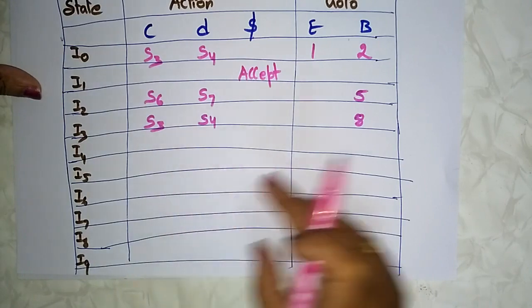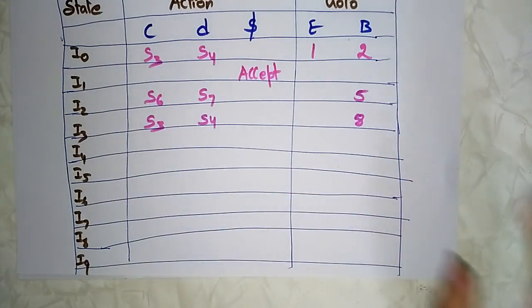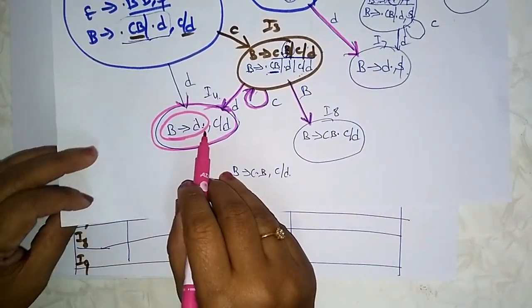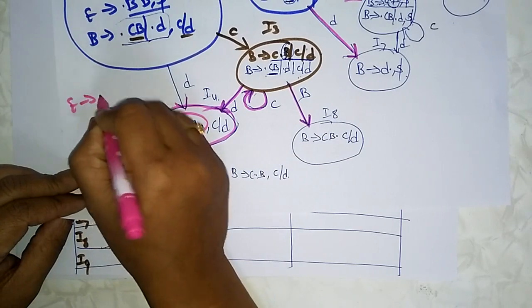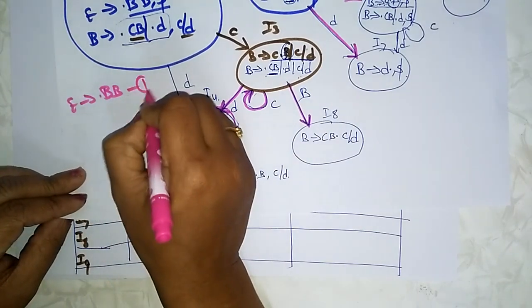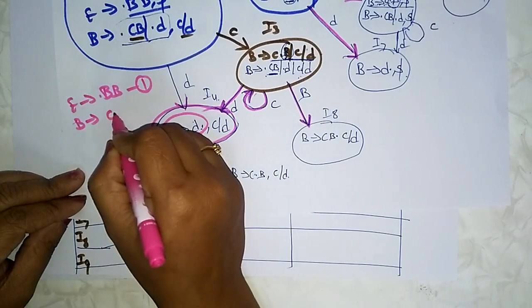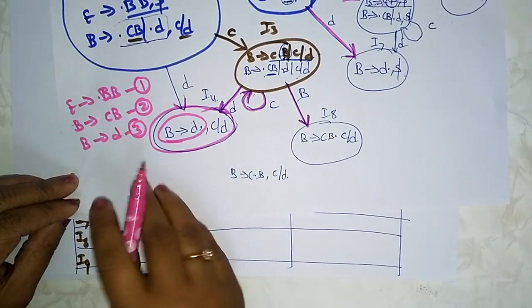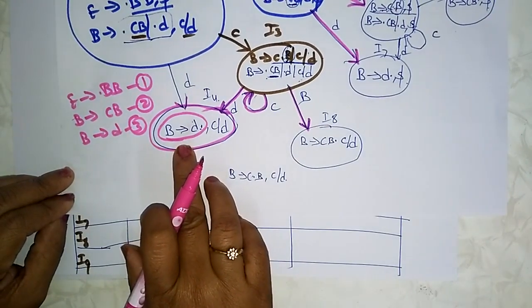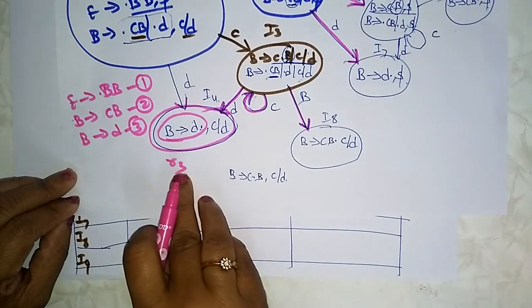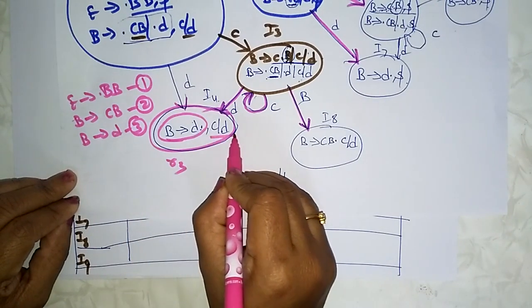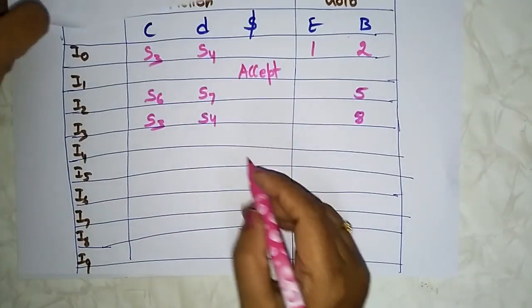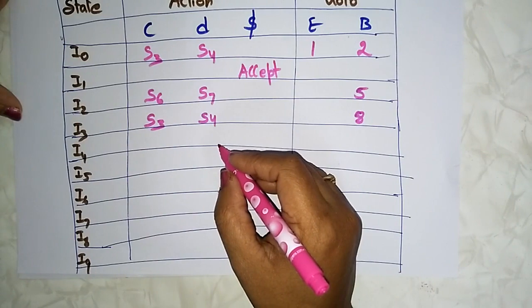But in CLR, what you are going to do is take the look ahead items. So what is the production number? Let's take the productions. E determines BB is the first production. B determines CB is the second production. B determines D is the third production, means R3. R3, where you have to write it? You have to write it under the look ahead. What is the look ahead value of R3? C, comma D. So under C and D you need to write R3.